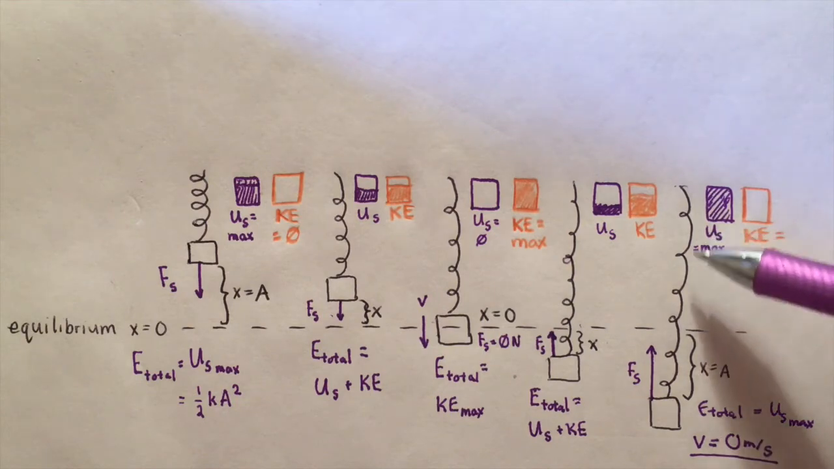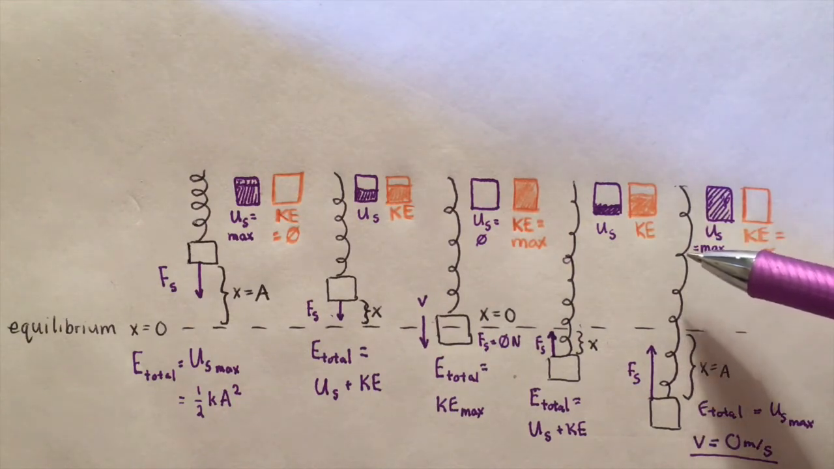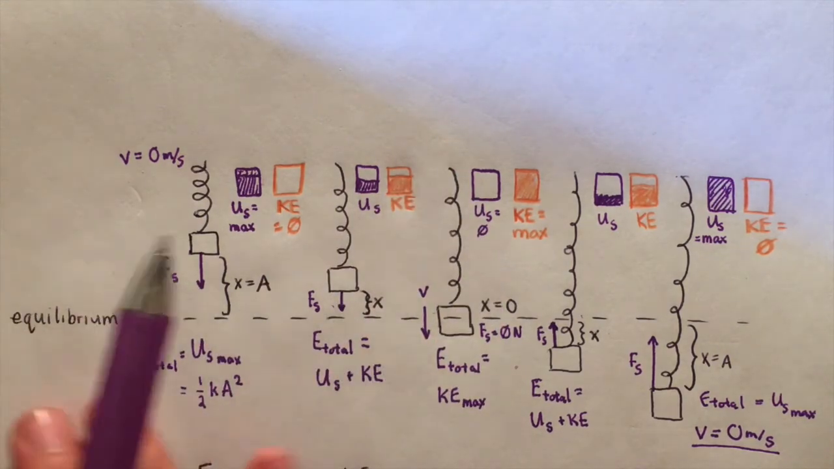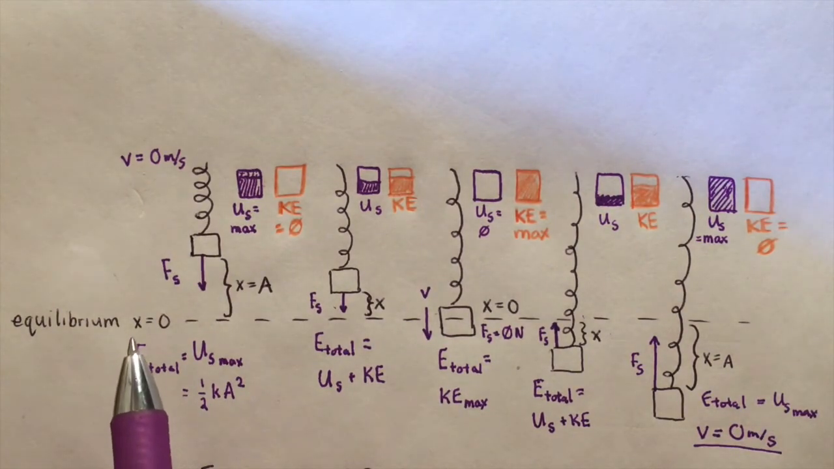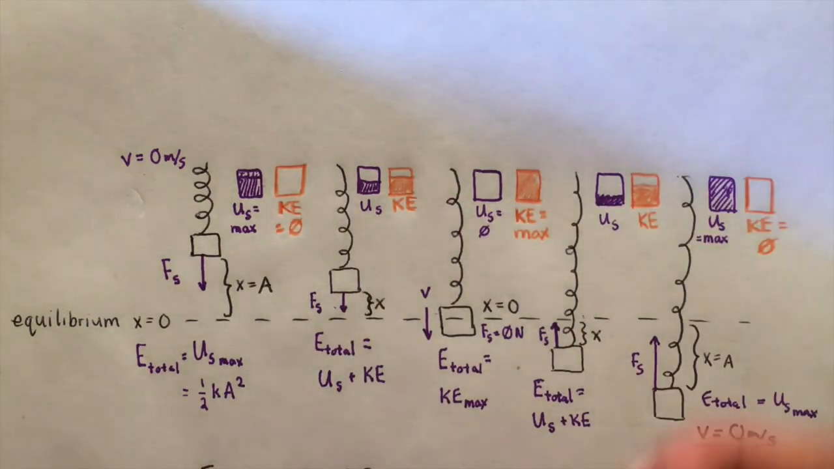Because remember, if it's going this way, it has to momentarily come to a stop to turn and go back the other way. I don't need to draw the reverse cycle because it would look exactly the same, except this mass spring system would be moving in the opposite direction. So what I have drawn here, going from left to right, that's half a cycle. A full cycle would be going left to right and back again. So all the way down and all the way back up.